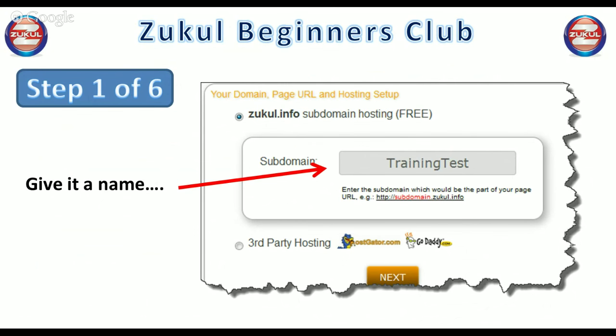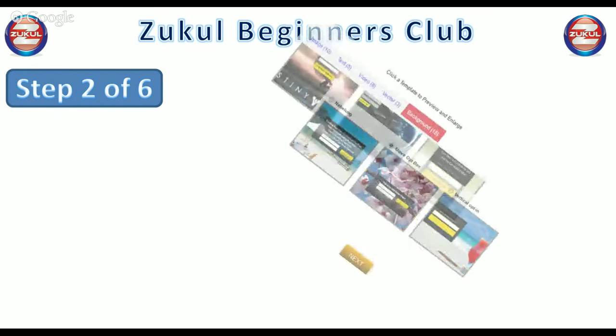I'll just go back one. Okay, so the bit that's highlighted in blue alongside the Zukul.info, that should be highlighted, and when you do that, this window comes up with a blank subdomain, and you just pop a name in there. Nothing difficult. And then we click on the next button and move on to step 2 of the 6 steps.